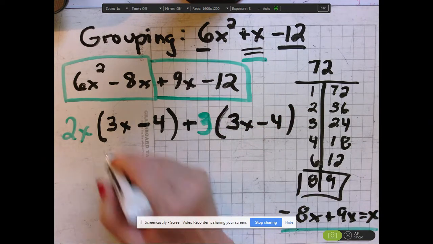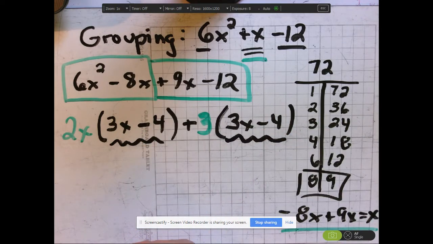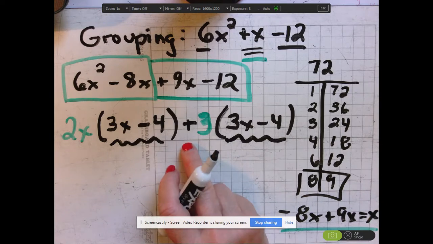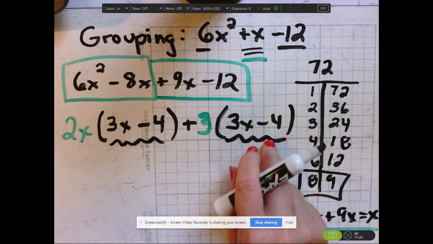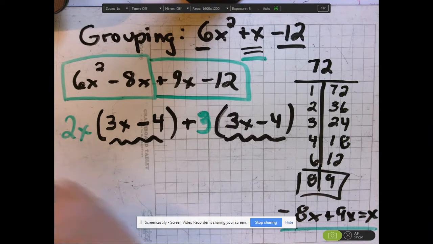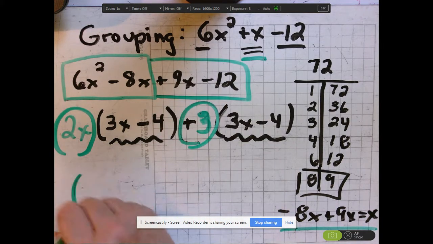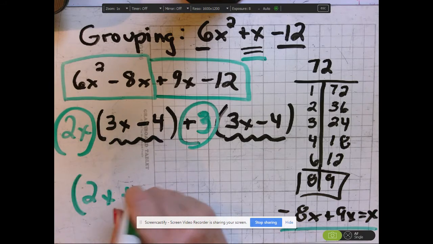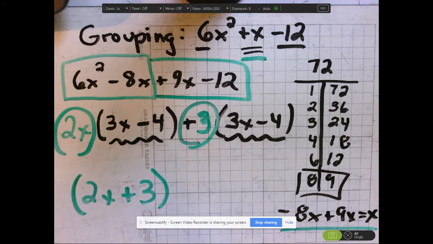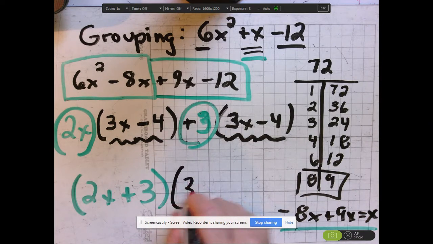In order for grouping to work, these two factors in the parentheses must be the same. So sometimes you have to factor out a negative in order to get the correct sign in the parentheses. So watch for that. But what this tells you is your first factor is the stuff you took out. So your first factor is 2x plus 3. And your next factor is the stuff that is in parentheses, but you're only going to write that once.